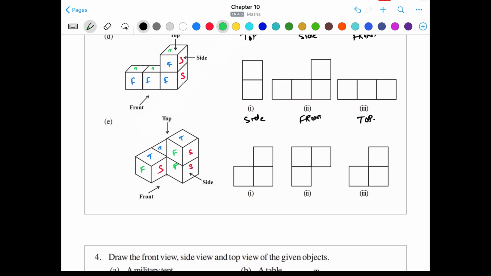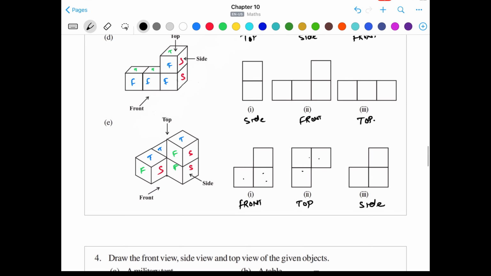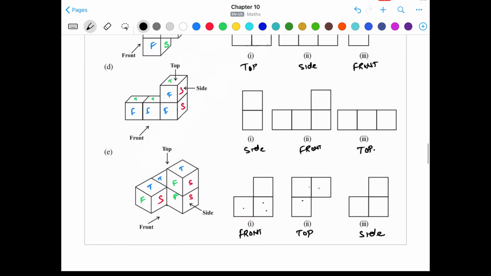Okay, so now we have to identify their views. This one is appearing like its front view, two here and then a one at the bottom, so this will be its front view. Next is, if we look at this box from the top, it will appear like this, and the remaining one will be its side view. Okay, so that's the answer of the question number 3 of exercise 10.1.